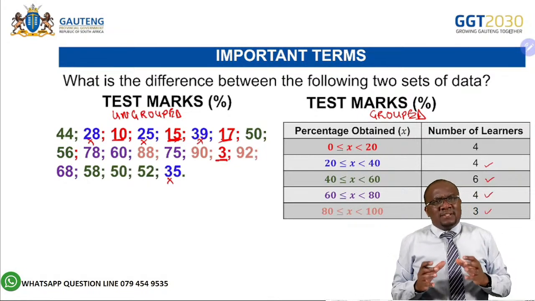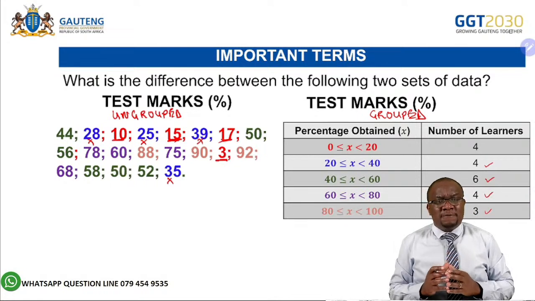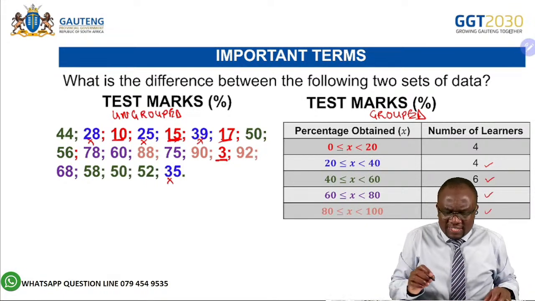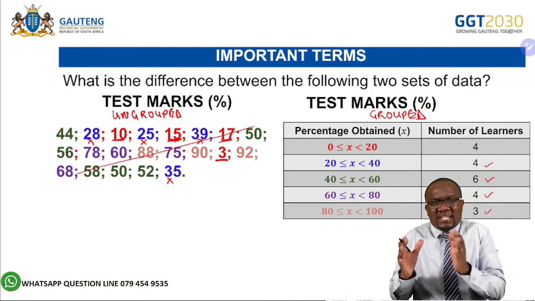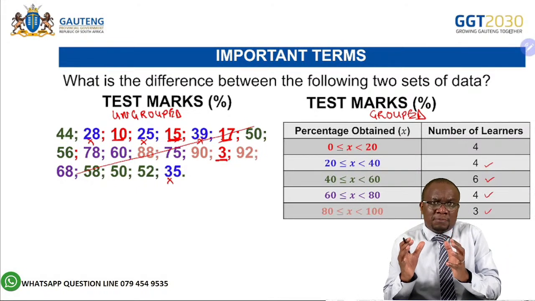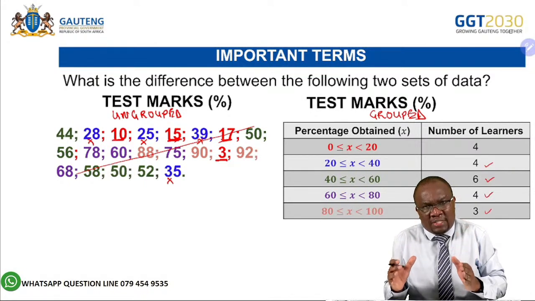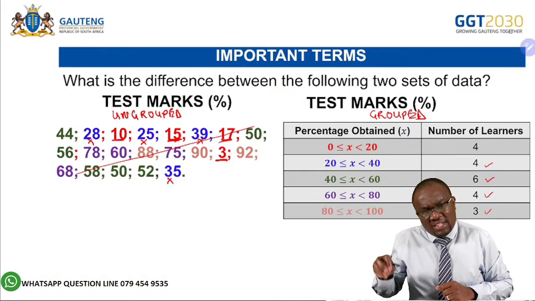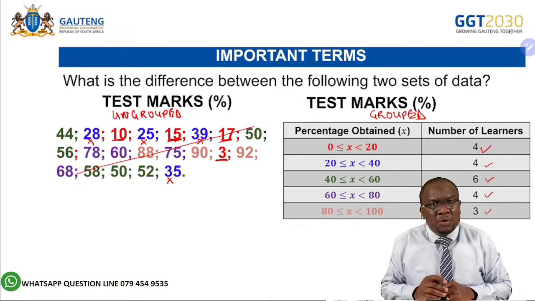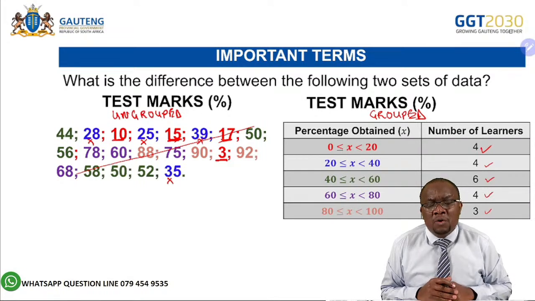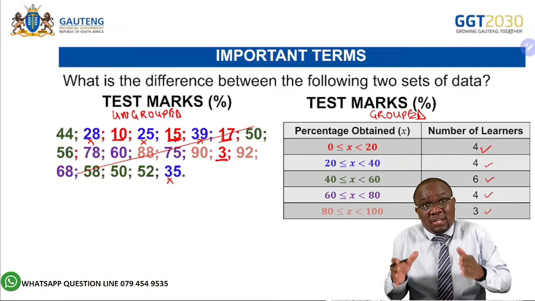So what is the difference between these two? Okay, what is the main difference between these two? Now, let's say I don't have this data here. I don't have this one. I just have grouped data. Let's concentrate on the grouped data. We're saying learners who got between 0 and 20. Do we really know the individual marks for these 4 learners? We won't know. We just know that these 4 learners got between 0 and 20.